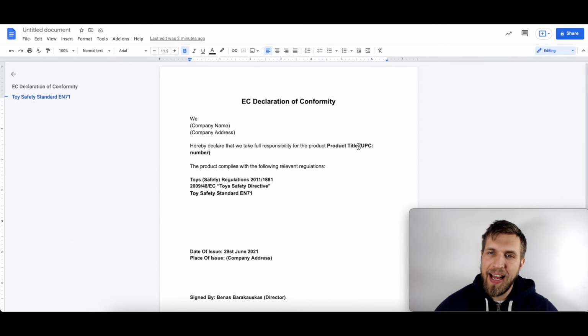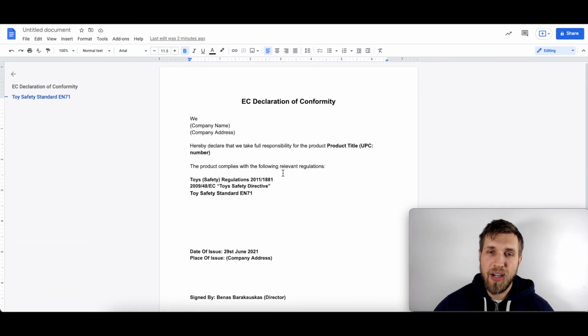This is where you add your product title and to make sure they know exactly which product you're talking about, the UPC number, and maybe even the ASIN number as well. And also then what you need to do is say the product complies with the following relevant regulations, and these are the regulations that you need to include. The first one I believe is for the UK, and then the other two are actually for the EU. Now, if you're just going to be selling on UK, it doesn't matter at all. You're still going to have to add all three of these.